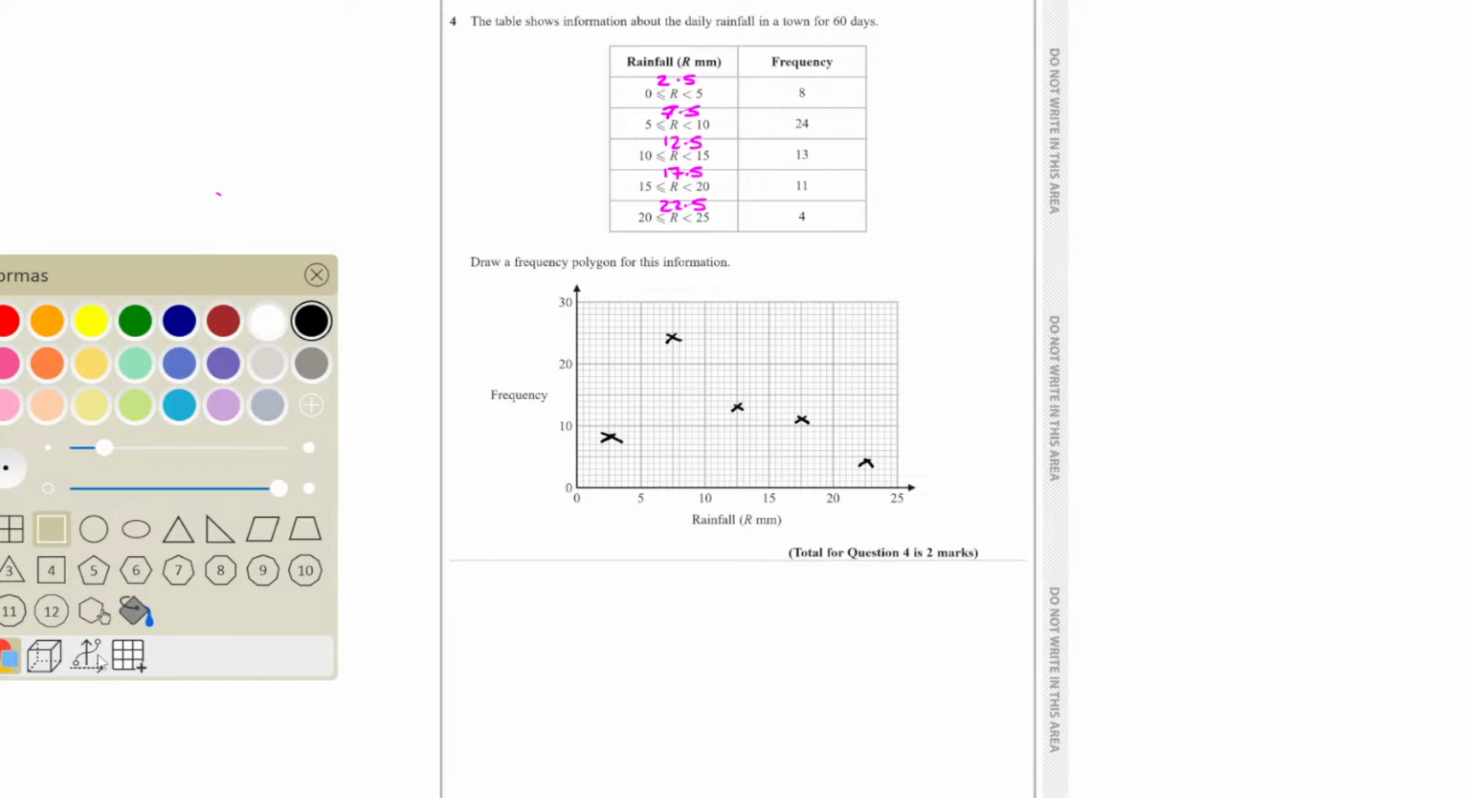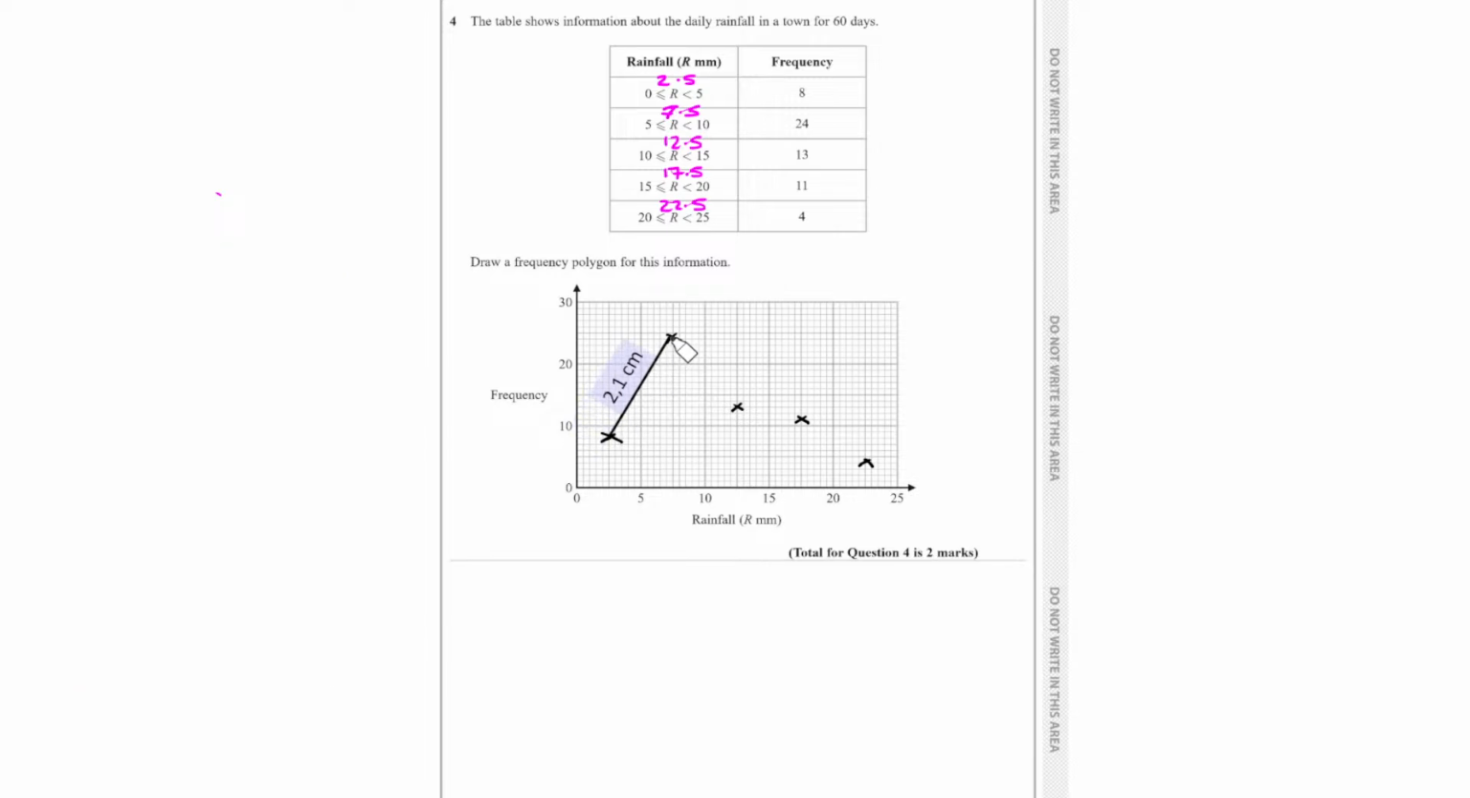So let's get a straight line. Let's see if it will let me draw it. So like that, that's the first one. Then the second. The third, and then the last one. And that's it. That's a frequency polygon, okay? So it's kind of jaggedy like that. So that's all we need to do for question number 4.